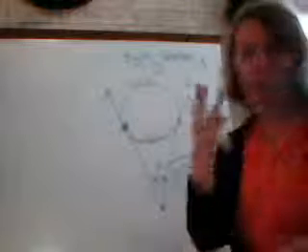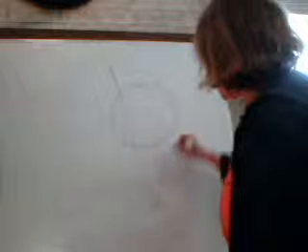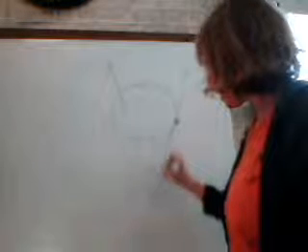And it works for all 3 scenarios. 2 tangents, a secant and a tangent, or 2 secants. So let's look at all those scenarios. That's the first one. The second one would be a secant and a tangent. So if I have a secant and then I have a tangent, okay? Now notice the vertex is still outside the circle. So we're going to call that X.